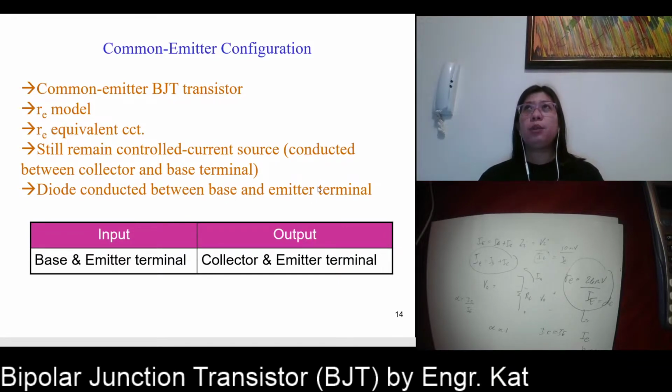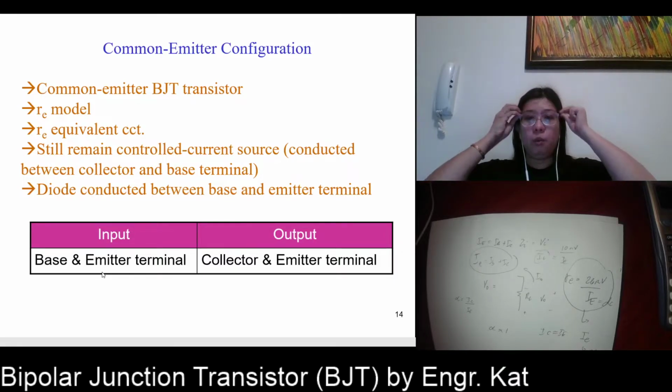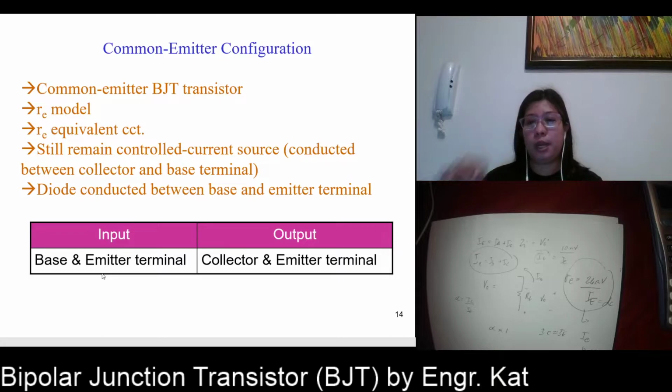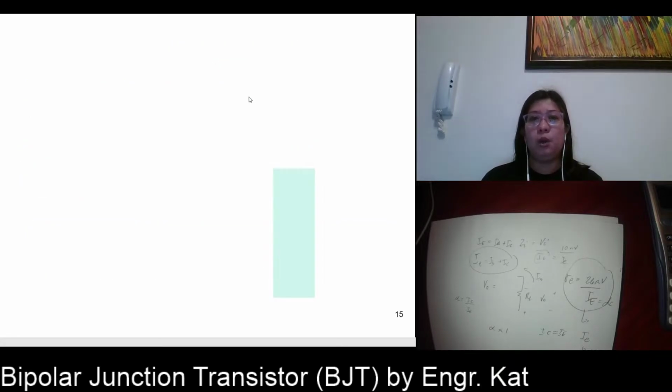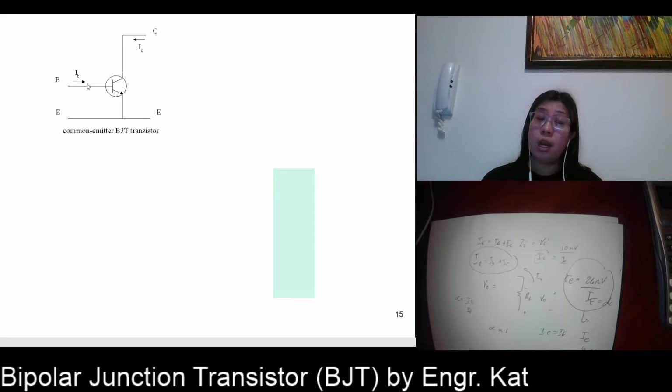In common emitter configuration, your input is the base and emitter terminal, while your output is the collector and emitter terminal. Okay? So in this example, this is how your common emitter looks like. This is your base, this is your collector, and this is your emitter. This time we have an NPN transistor. As you can see, the arrow is pointing out.